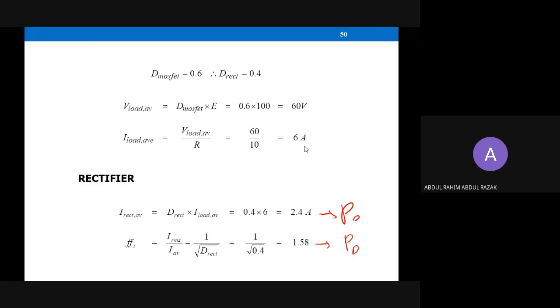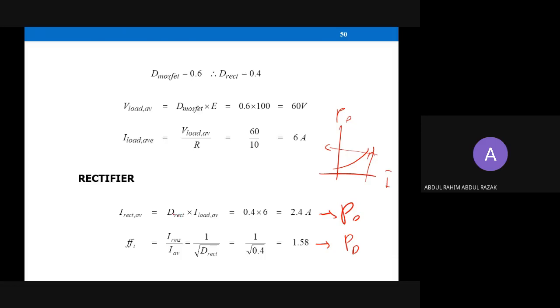So 6 ampere goes through your MOSFET. And meanwhile, for the rectifier, we have a 0.4 duty cycle times the average current that flows through your system. So we get 2.4 ampere. And from 2.4 ampere, if you take a look at datasheet number 1, we can probe directly the losses, because I mentioned before, for a semi-control device, you can get your PD with your average current. This is your PD, this is your current. So once you know your current, you can get your PD.